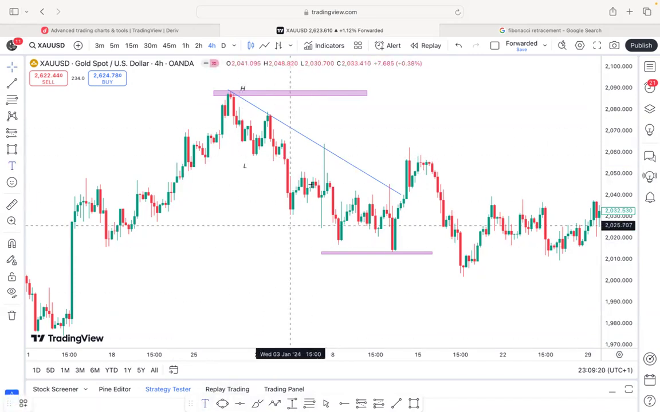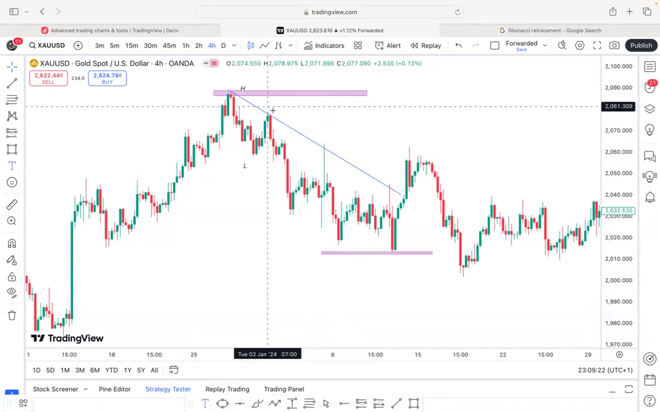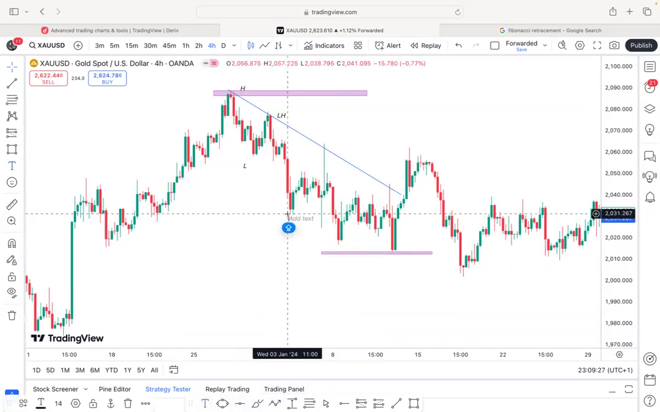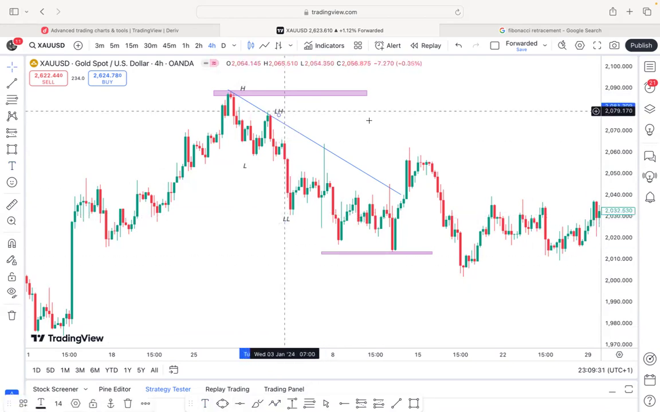This is our lower high, and this is our what? This is our lower low. So now, how do we use your Fibonacci?